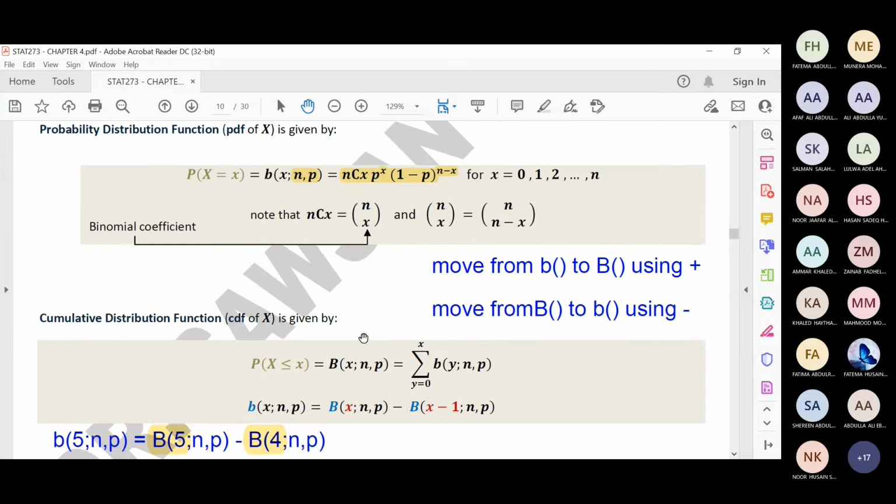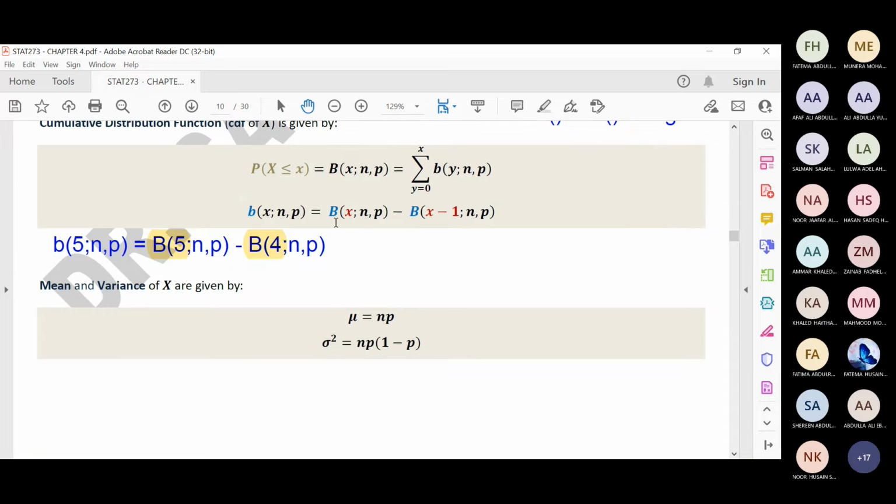Then if you want to move from small letter b to capital letter B, you will add probabilities from the beginning till you reach the number of interest, لغاية الرقم اللي احنا نريده. What if I give you a table of capital B and I want you to change it to small letter b? Simply it is the subtraction between any two successive numbers.